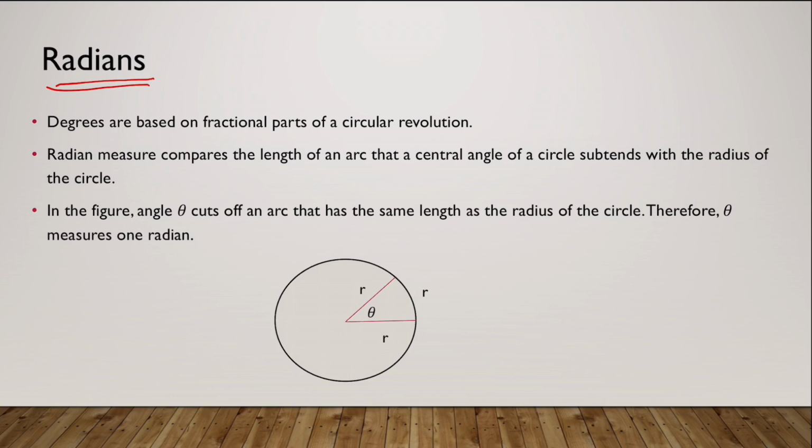Now, we all know the definition of a degree, which is based on the fractional part of a circular revolution. But a radian measure compares the length of an arc that a central angle of a circle subtends with the radius of the circle. In the figure, angle theta cuts off an arc that has the same length as the radius of the circle. Therefore, theta measures 1 radian. I'll explain what it all means.